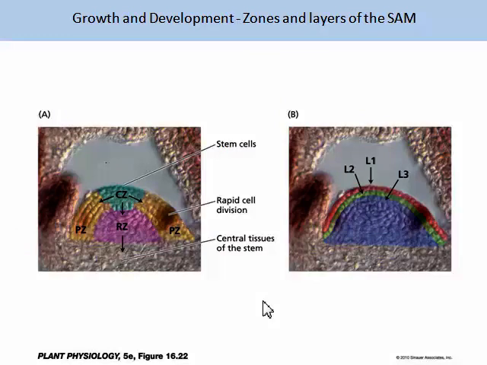This shows a high-power microscopy of the zones and the layers of the SAM, the shoot apical meristem. As we described in the previous slide, you have the central zone where the cluster of infrequently dividing cells occurs. The peripheral zones, either side of the central zone, and the rib zone. These cells give rise to internal tissues of the stem.